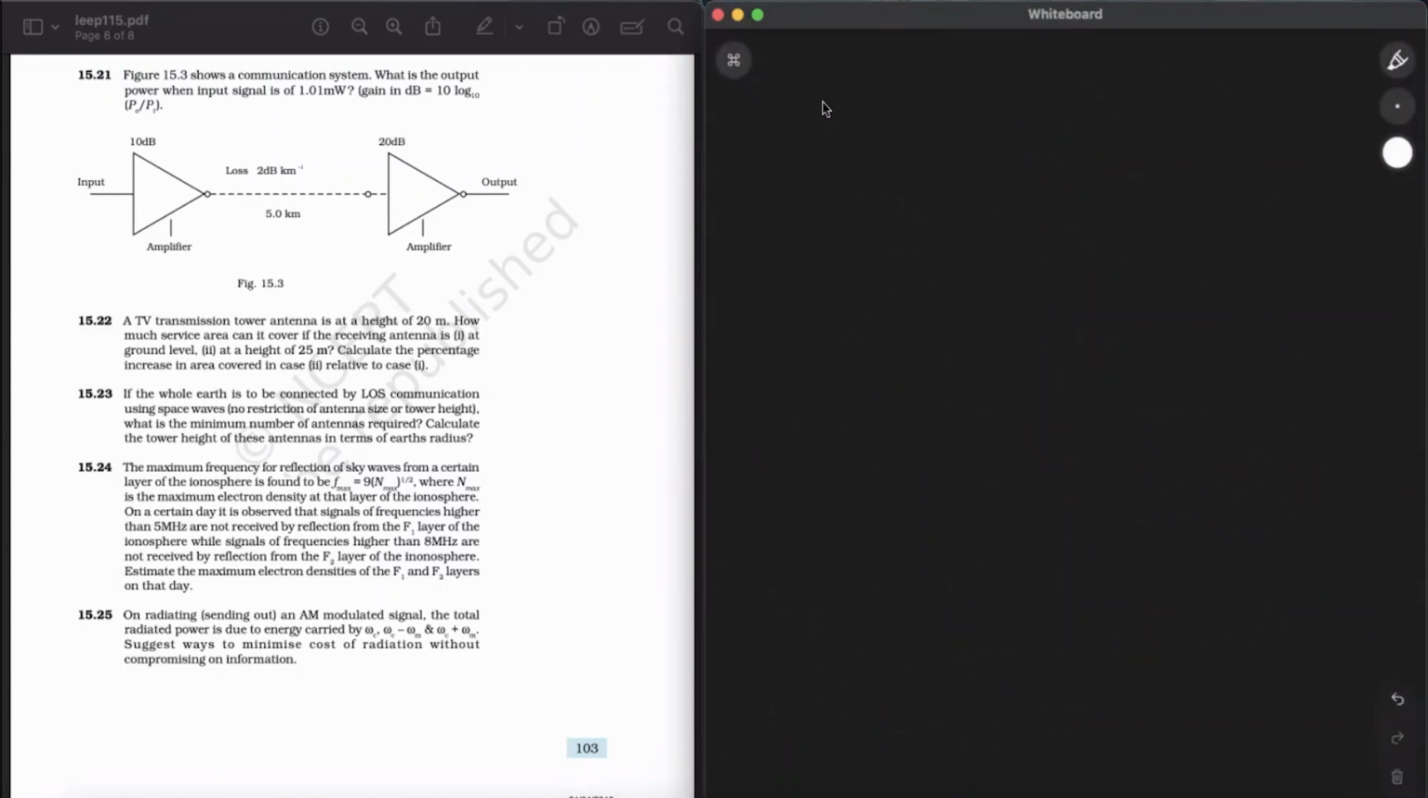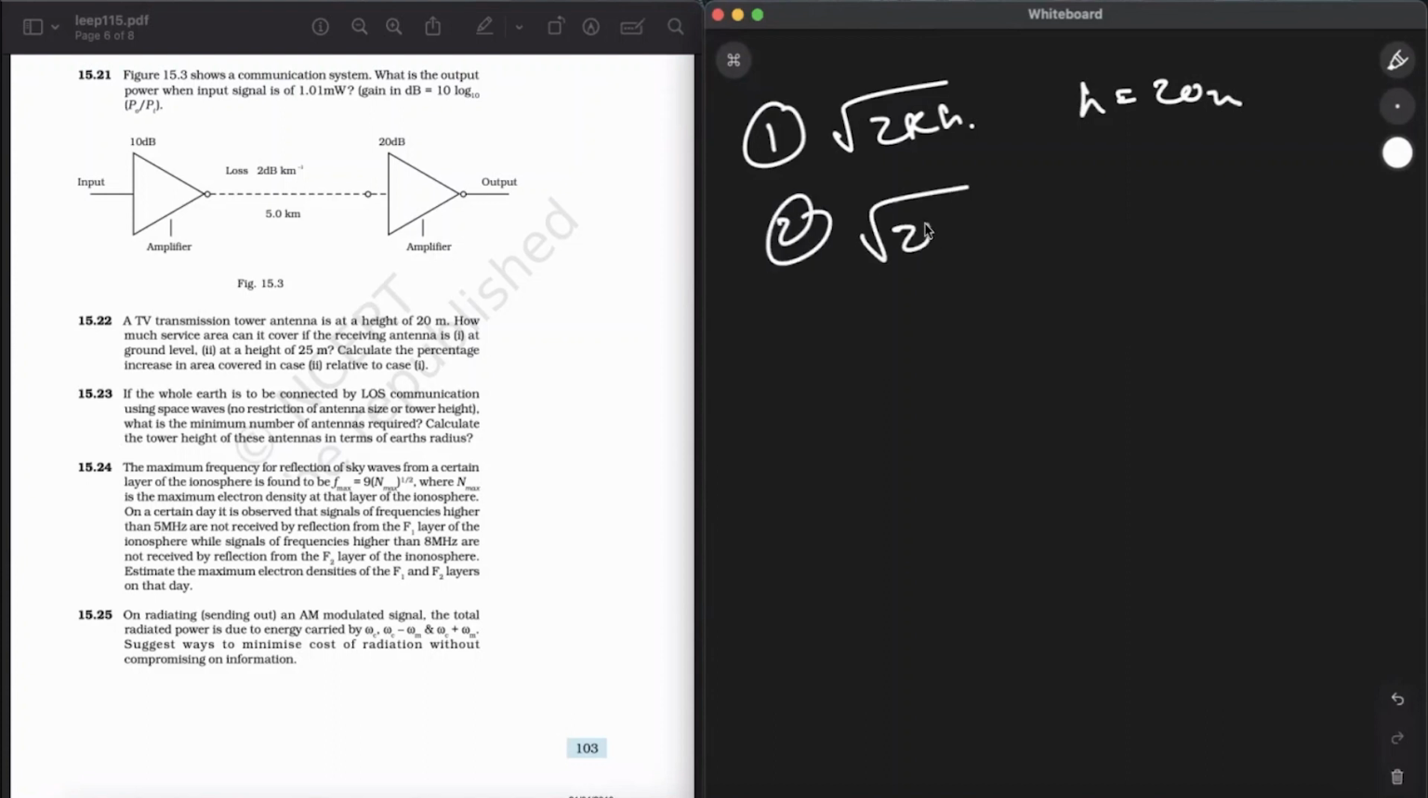So how much surface area can it cover if the receiving antenna is at the ground? That is the question. So the range will be root 2RH. We've already seen this, and then we'll calculate it and we'll get the value. Number second is at a height of 20 meters. So that is an H dash like this. H is equal to 20 meters.